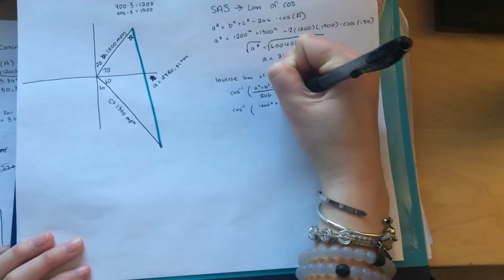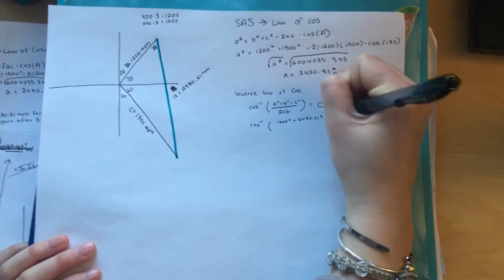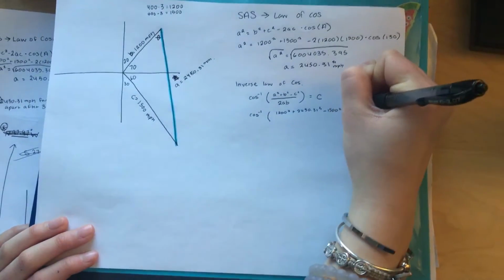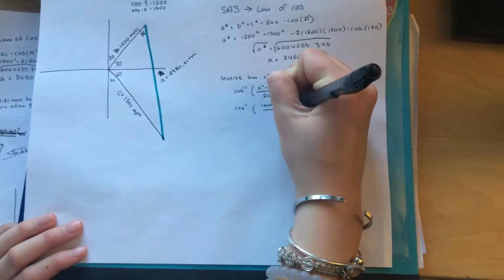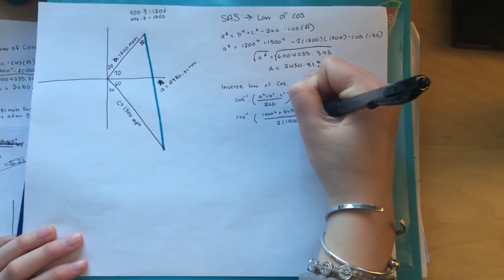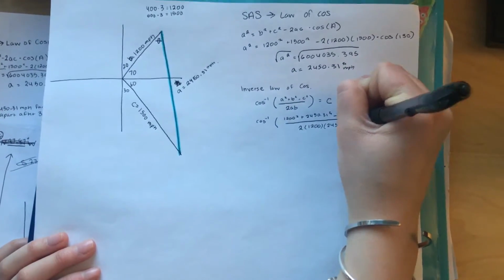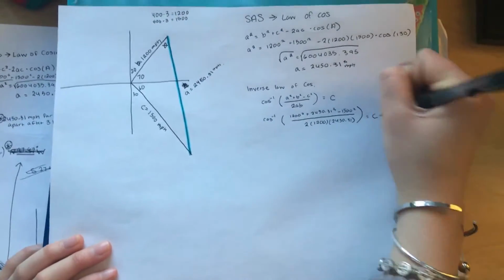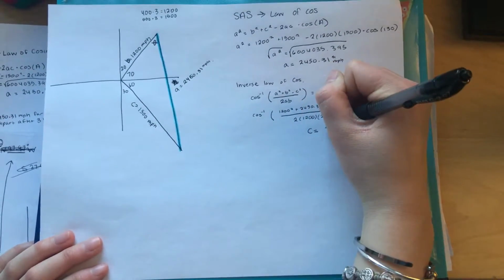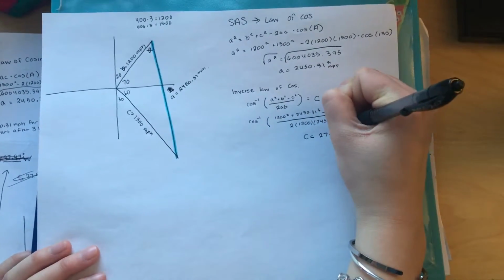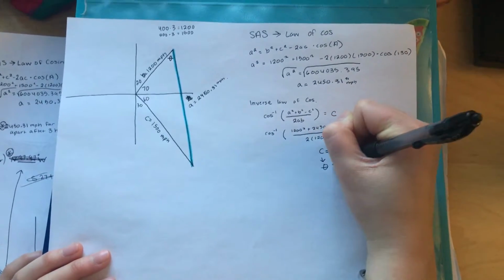Now we fill in the variables, so we have inverse cosine of 1200 squared plus 2450.31 squared minus 1500 squared over 2 times 1200 times 2450.31. After doing out the math, you get that angle C is equal to 27.97 degrees, which is theta.